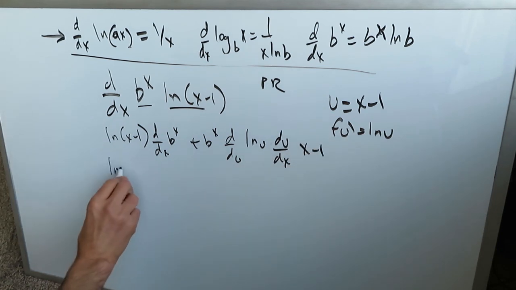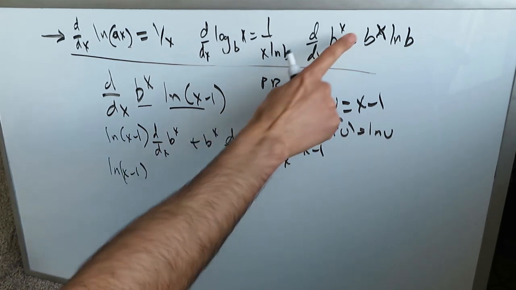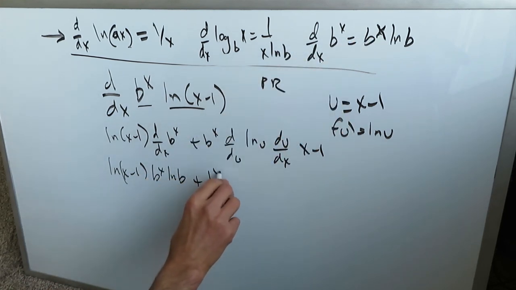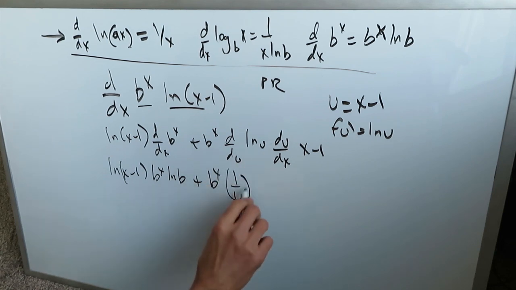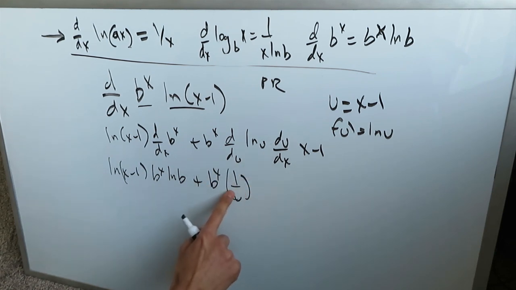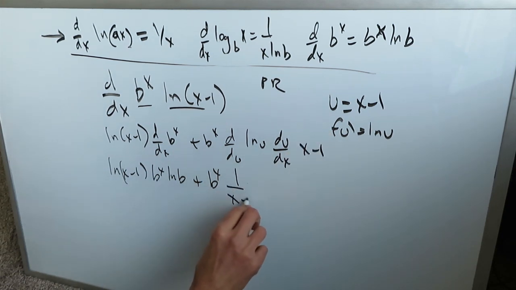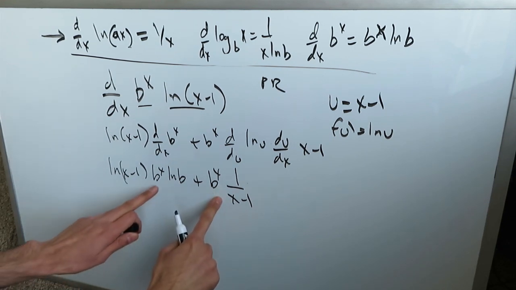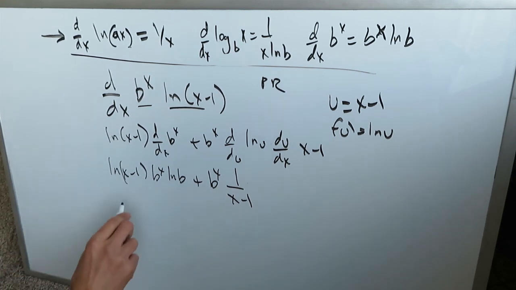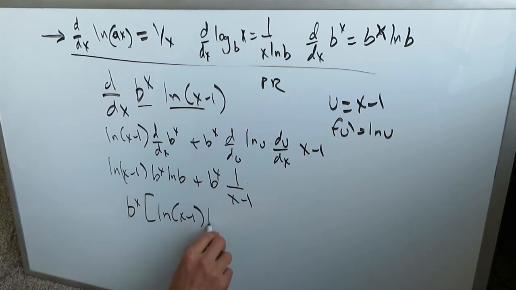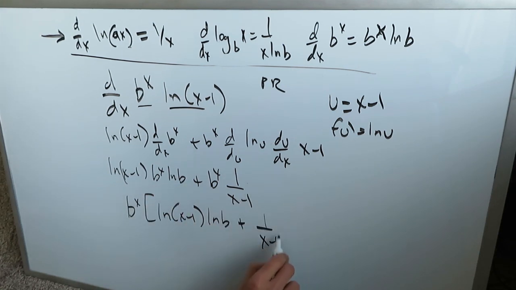Now solve it out. You have ln x minus 1, derivative of b to the x will be b to the x ln b, plus b to the x multiplied by 1 over u multiplied by a 1. And 1 over u is going to be a what? b to the x times 1 over u, which was 1 over x minus 1. Now look over here, common term b to the x and b to the x. There's no other common term. You can isolate b to the x and you can get over here ln x minus 1 times ln b, plus 1 over x minus 1, and you are done. And this right here will be your final answer.